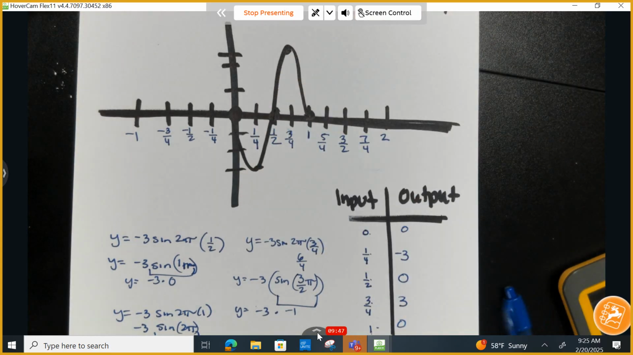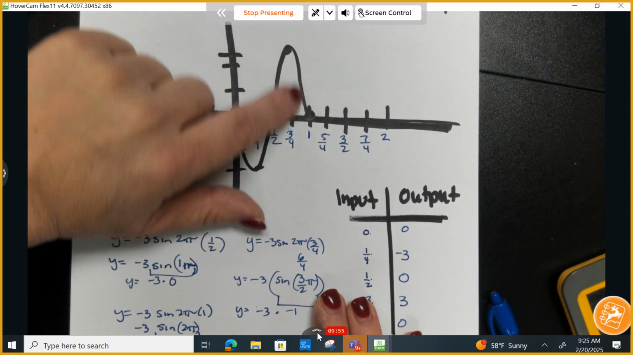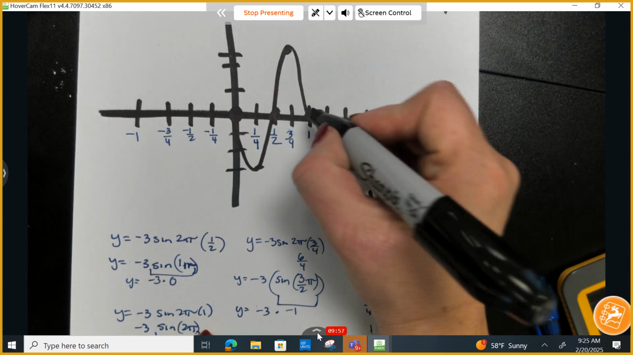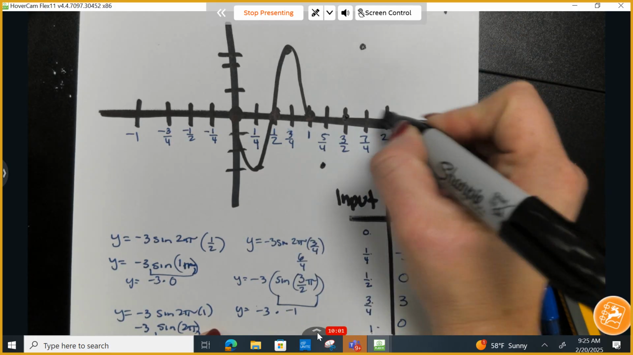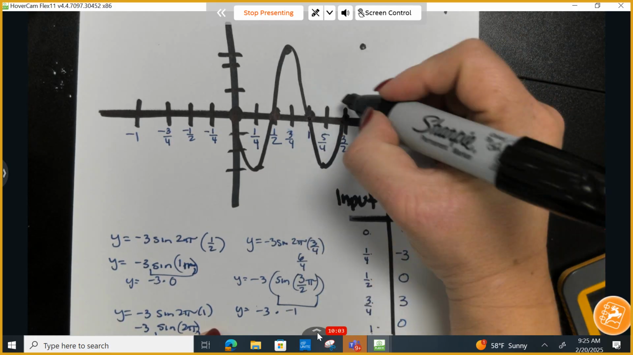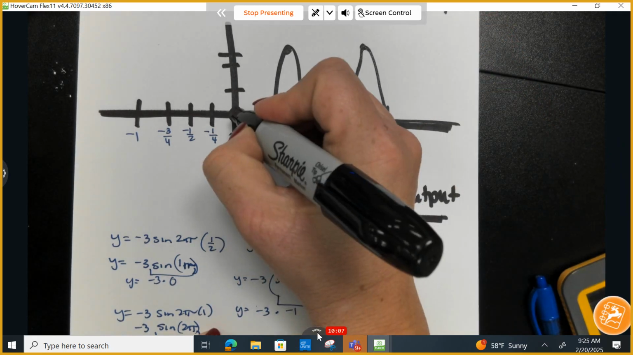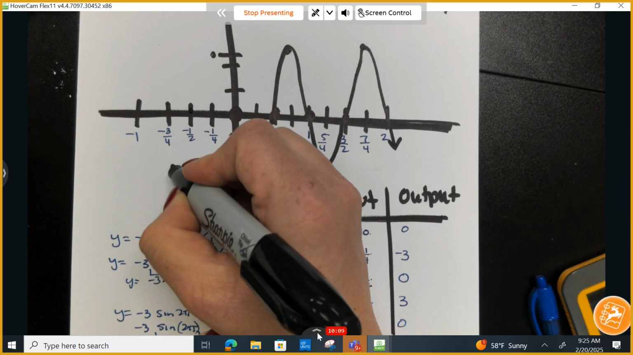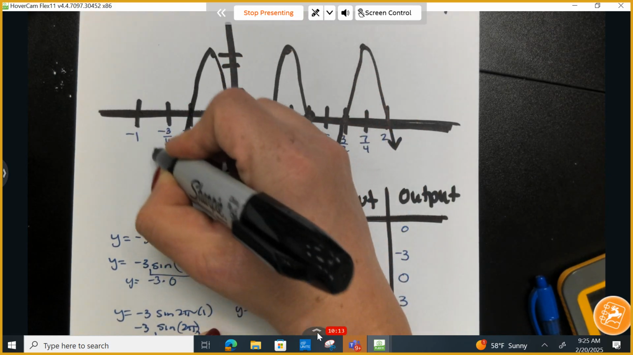Now, how do I use that in order to create the next pattern? I think of this as a valley and then a hill. I want to continue that pattern. So valley and hill. Making sure I go down 3 and up 3. And then it needs to go the opposite direction. So it continues to be this continuous curve.